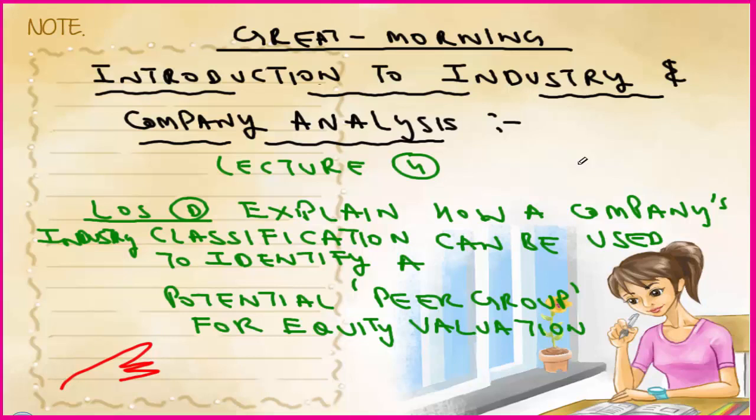Explain how a company's industry classification... We have covered what is the meaning of classification, how we can classify a company, and what are the different ways of industry classification. We can classify on the basis of products, on the basis of services, on the basis of business cycles, and on the basis of statistical methods, that is, whether they have a positive correlation or negative correlation. So there are different methods on the basis of which we can classify the industry.